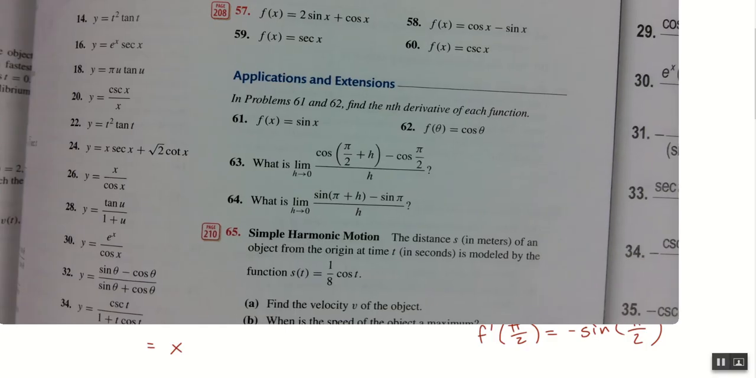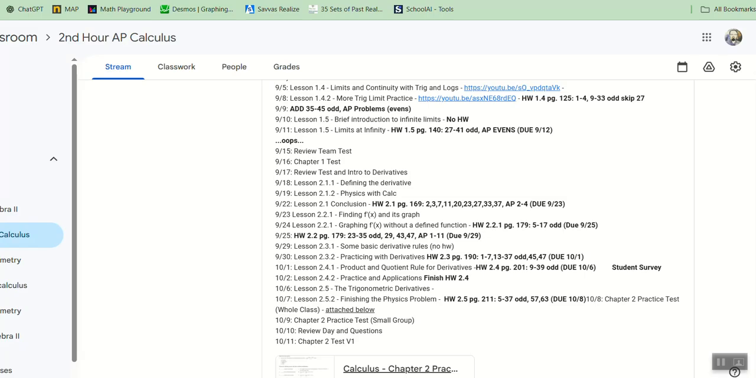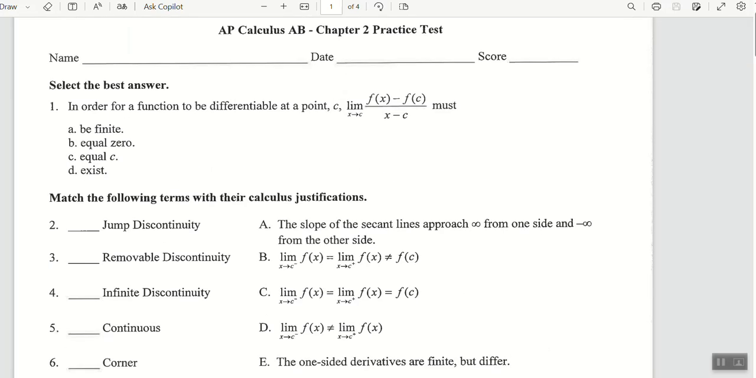Cool. All right. I will go ahead and hook you guys up with a class-wide practice test that we will work through together. I wasn't sure which way you were going to go, but I prepped for both. Let's dig in. I'm going to pause it as we're distributing. If you're watching this on the Google Classroom, if we refresh it, it's already here. Calculus Chapter 2 practice test. This is what we're going to work through together. I'm not sure if we're going to get through all of it or not, but we'll see. All right.